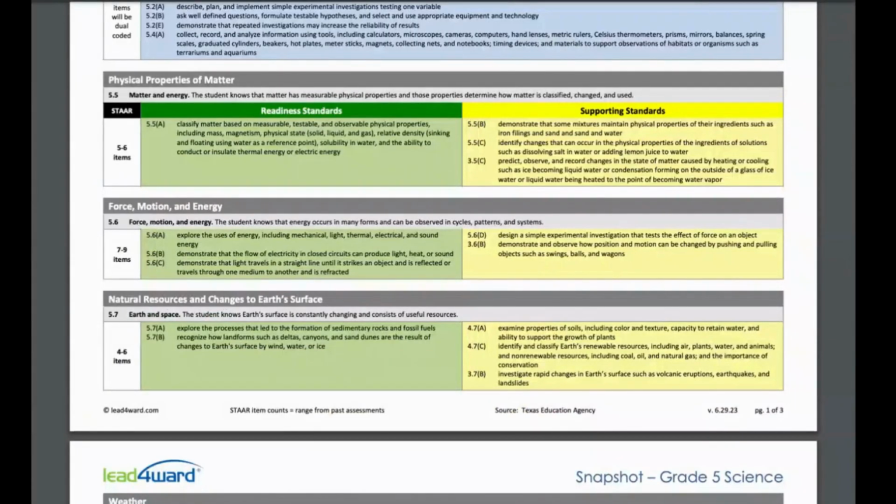Another piece of information that I have linked on your participant guide is the TEKS snapshot, also from Lead Forward. If you are new to teaching science and do not know what the readiness or the supporting standards are, this document here lays out very clearly which are the readiness standards and which are the supporting standards, as well as these standards are listed with the description.